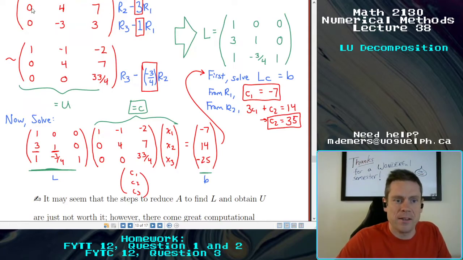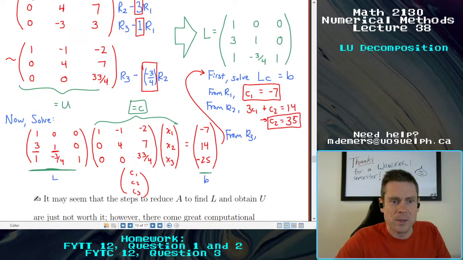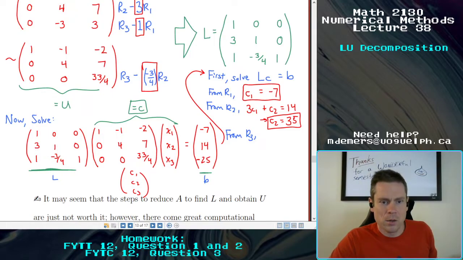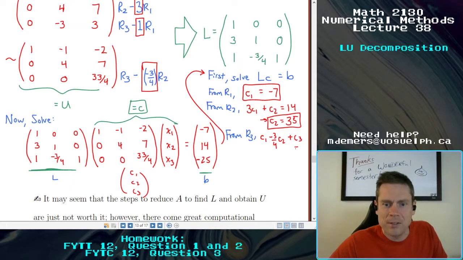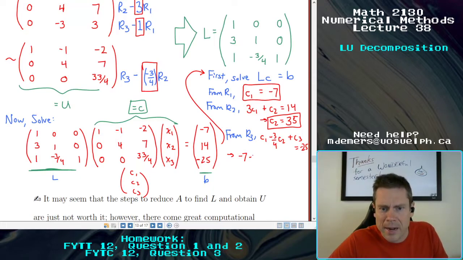Okay, and then we can take those and put them into row 3. And row 3 tells us that C1 minus 3/4 C2 plus C3 is equal to negative 25. And so if you substitute in what we have here, C1 is negative 7, and then minus 3/4 times our 35 plus C3 equals negative 25. That looks like just 25 again, so just be careful about those negative signs. They're very easy to mess up.